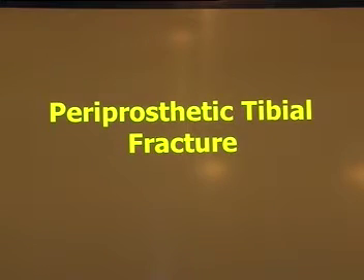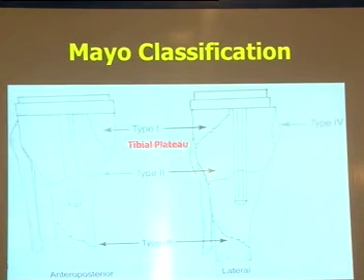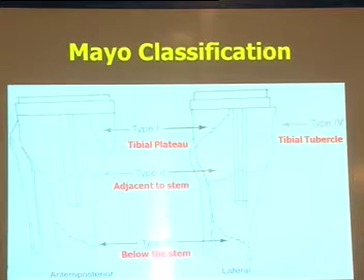To tibial fractures, I think patellar fracture is a totally different game. I will not include it in this talk, but tibial fractures I will quickly include. For this, we use the Mayo classification, type 1 to 4. Type 1 being fractures of the tibial plateau. Type 2 is fractures which are adjacent to the stem. Type 3 below the stem. And type 4 avulsion of the tibial tubercle.